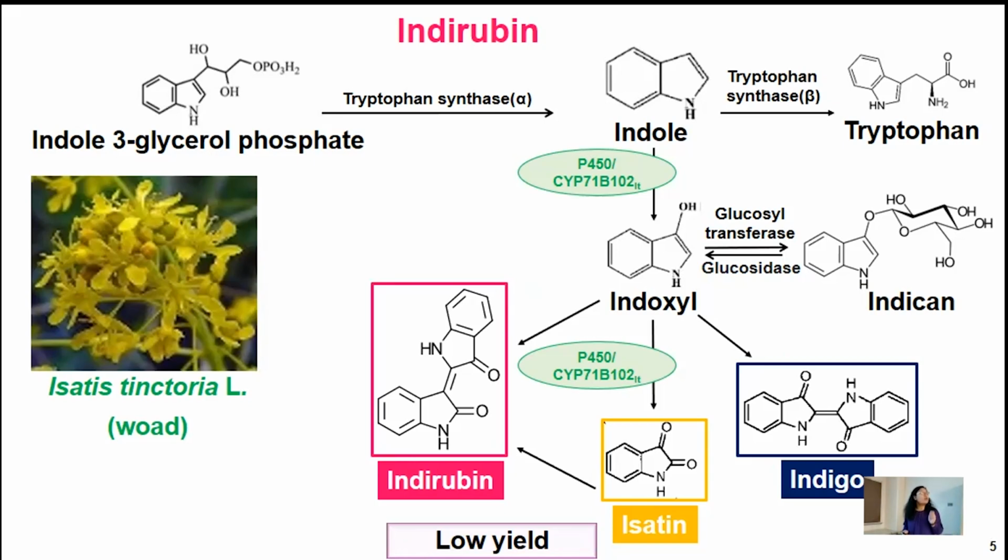And for now, only one type of P450, that is CYP71B102, has been identified in this plant, Isatis tinctoria, that takes part in the production of these indirubin compounds. And also, when the extract from this plant is collected, the extract has more of this blue-colored compound known as indigo instead of indirubin. So, the first limiting factor of indirubin is its yield because it is only produced as a side product. The main product is indigo.